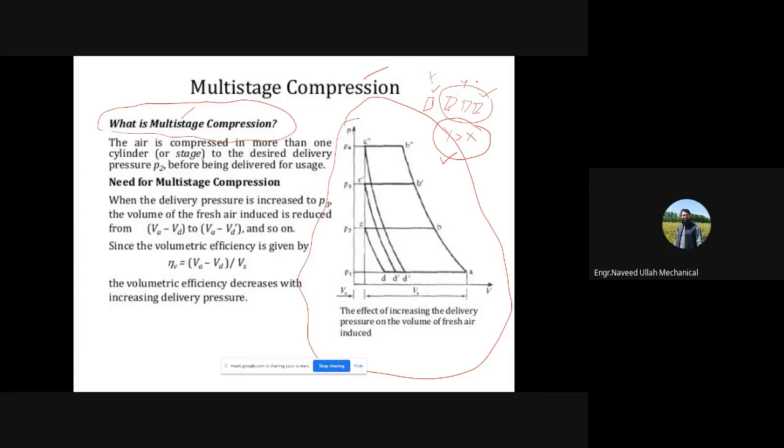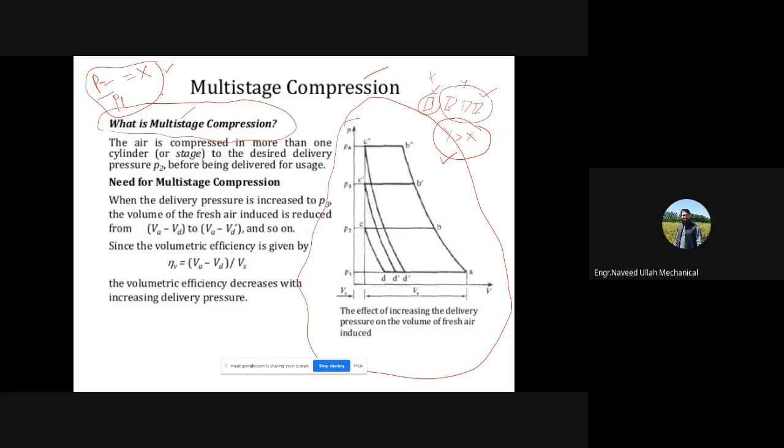Okay, how you can justify this cost, or how this process of multi-staging is cost effective? ठीक है, इसकी एक रीज़न होनी चाहिए कि भाई हम जो है ना एक सिंगल सिलेंडर में क्यों, लेट्स से फॉर एग्जांपल you want to achieve this pressure ratio P2 by P1. Let's say this pressure ratio is X bar.